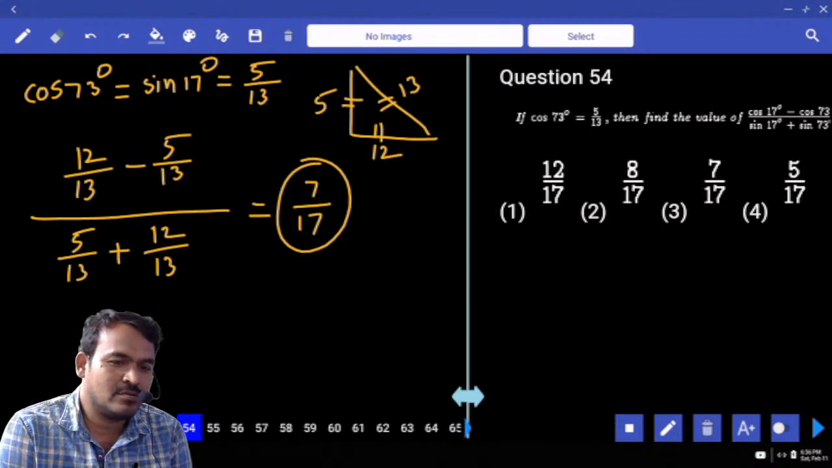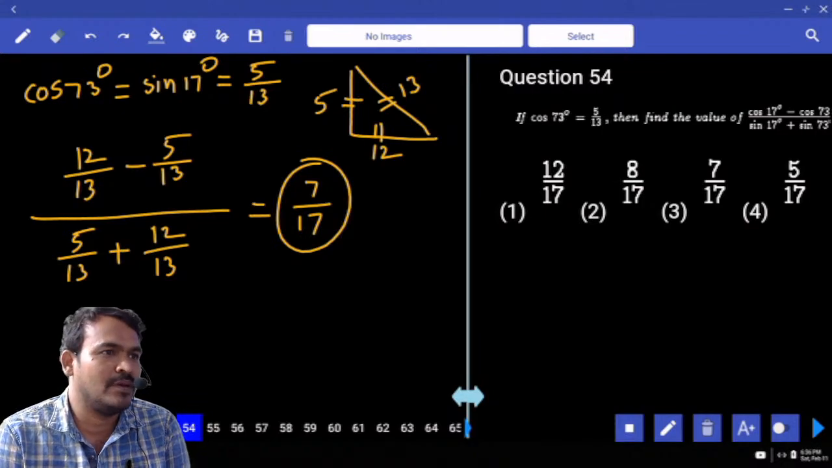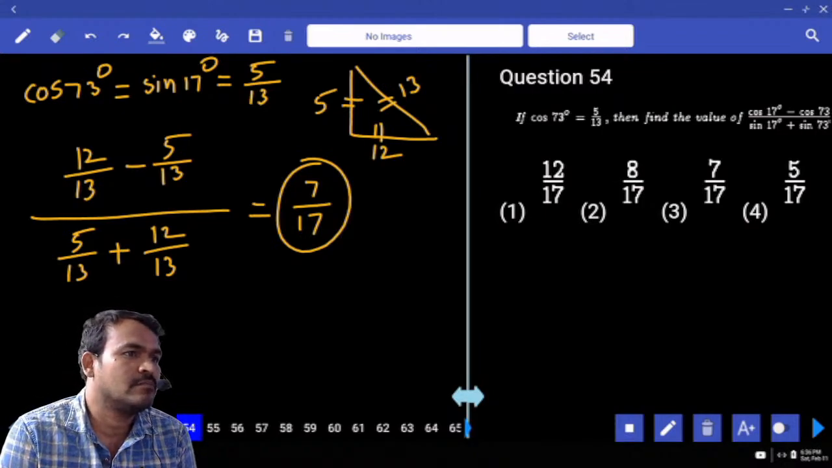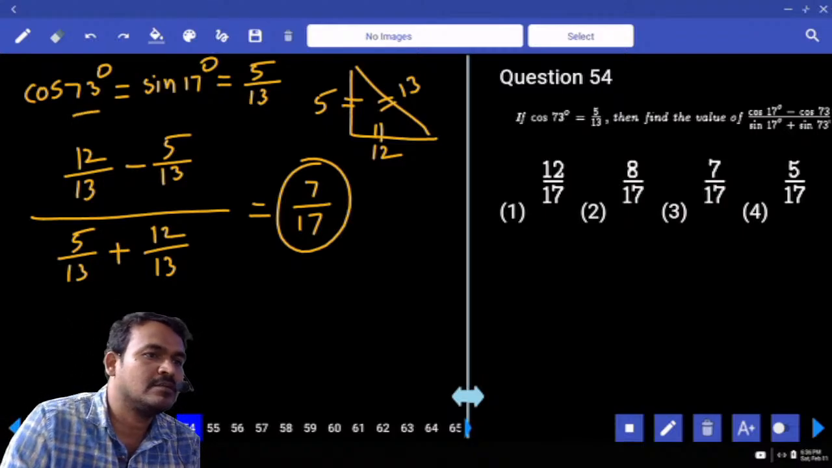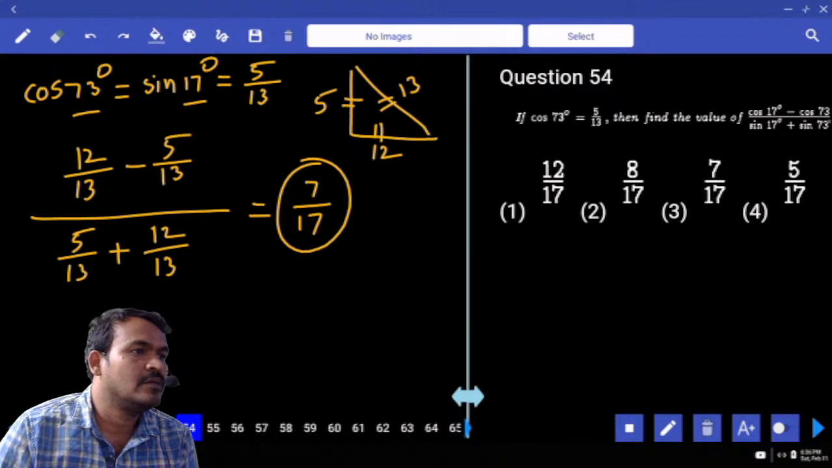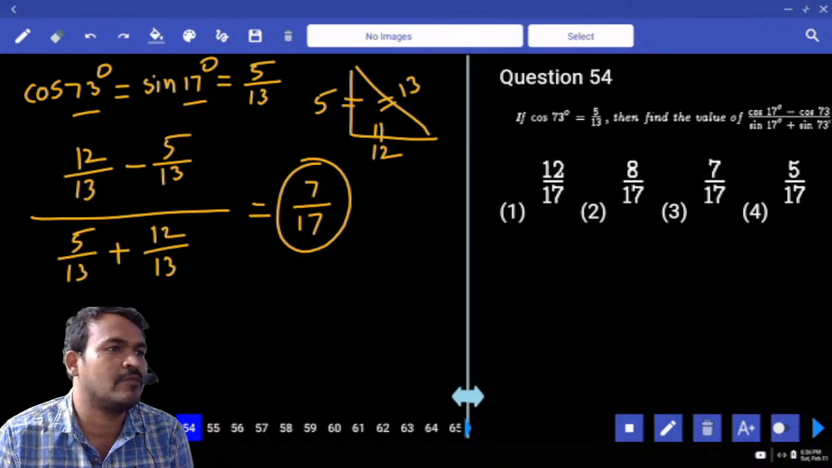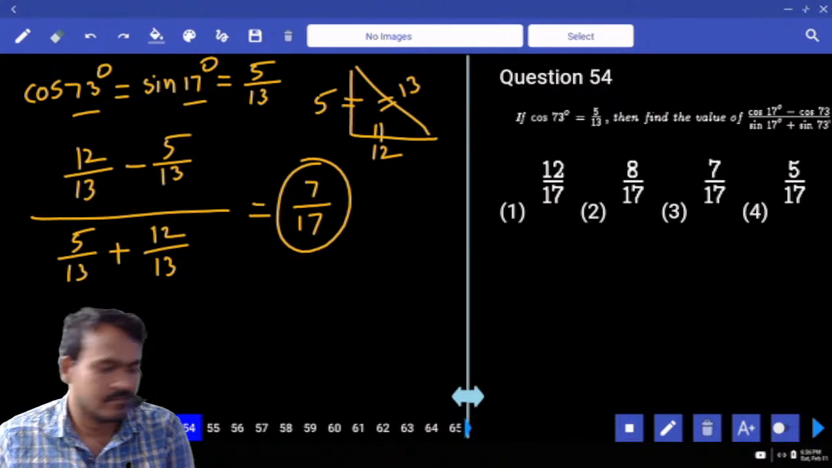Cos A equal to sin B means A plus B must be 90 degrees. What is the A value here? 73. What is the B value? 17. These two sum must be equal to 90.